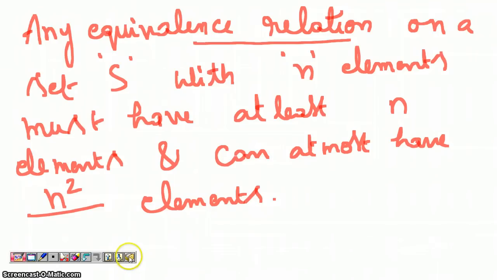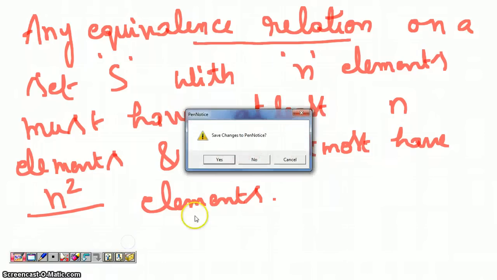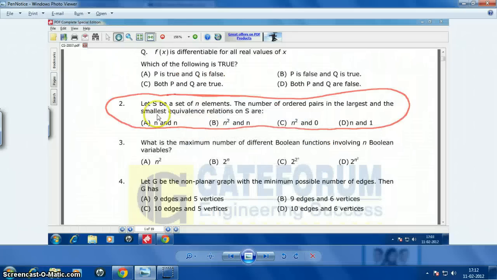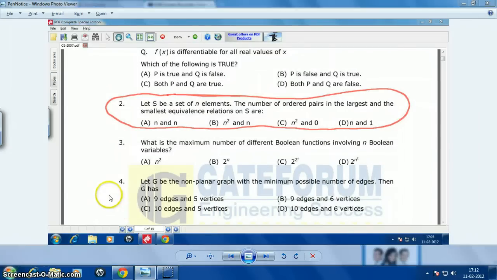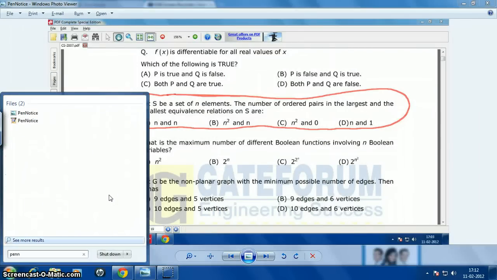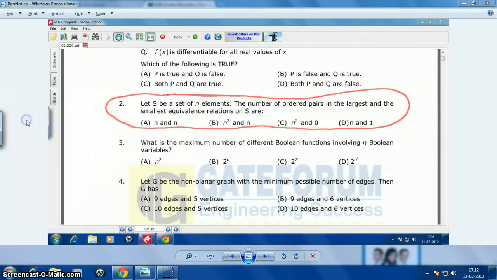So now, let's get back to our question. Let S be a set with n elements. The number of ordered pairs in the largest and the smallest equivalence relation on S are obviously n square and n, at most n square and at least n. So B is the right answer.